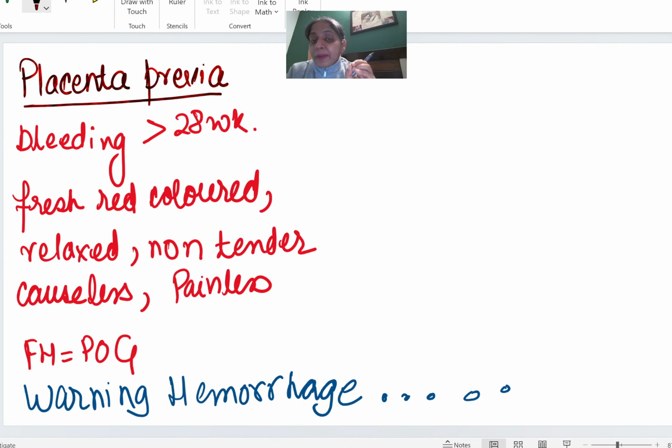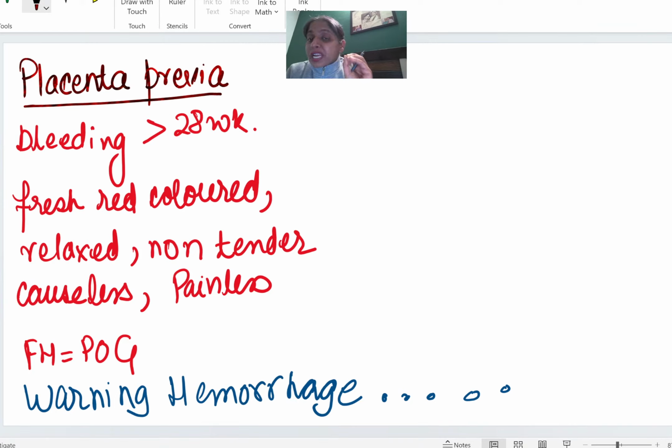Okay, placenta previa. Much expected question. You have to differentiate. They give you the clinical scenario: patient has come with bleeding after 28 weeks. It is to be diagnosed whether it is placenta previa or abruptio. Abruptio cannot be diagnosed on ultrasound. Placenta previa is diagnosed on ultrasound. But you should know the clinical features.